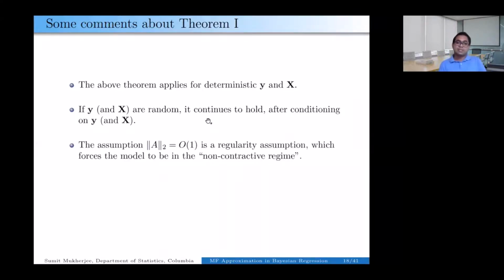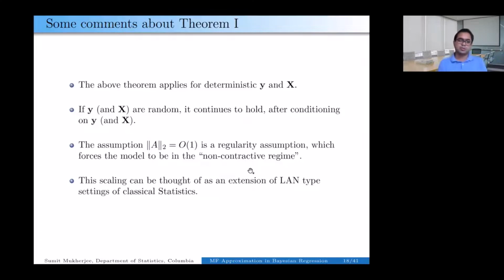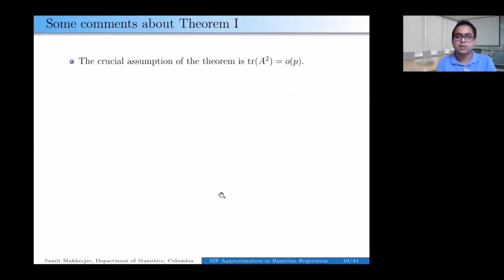And so this assumption, this is the crucial. This assumption, this is not the crucial assumption. Like I said, this sort of pushes your problem to the non-contractive regime. And so you can think of this as an extension of the Lang-type settings of classical statistics. I am not sure whether I can go into that. I'll try to go over that a bit, but let's see how much I can cover.